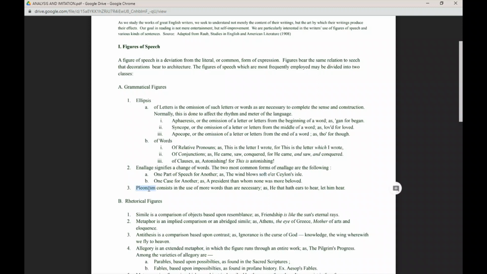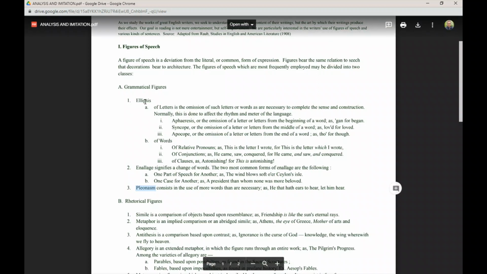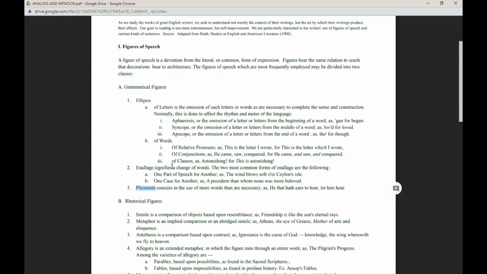Lastly, number 3, pleonasm. Pleonasm consists in the use of more words than are necessary, intentionally using more words to have some effect on the reader. So those are the 3 important grammatical figures of speech. Ellipsis, the omission of letters or words. Analogy, the changing of words. And then pleonasm, the use of additional unnecessary words to have some effect.